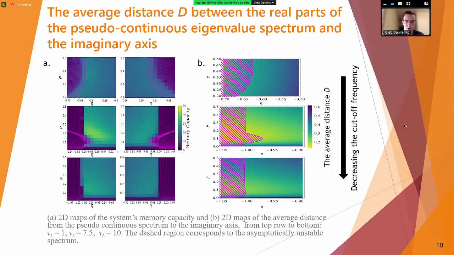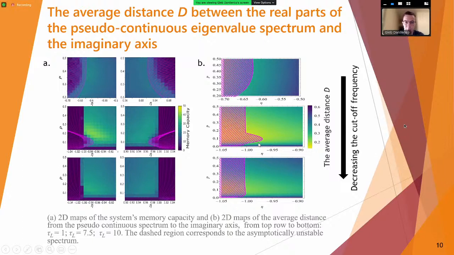Thus, changing the low-pass frequency leads to a change in the pseudo-continuous spectrum. The overall spectral shape affects the average distance d between the real part of the pseudo-continuous eigenvalue spectrum and the imaginary axis. Reduction of the average distance d entails an increase in memory capacity regardless of the feedback sign. The area with the largest value of the memory capacity for each tau_L corresponds with the area with the smallest value of the average distance d.